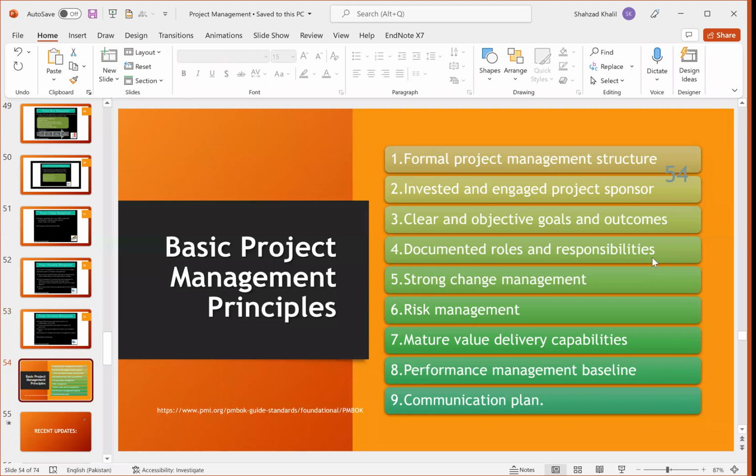So what are the basic project management principles? Number one, formal project management structure, invested and engaged project sponsor, clear and objective goals and outcomes, documented roles and responsibilities, strong change management, risk management, mature value delivery capabilities, performance management baseline, and the communication plan.